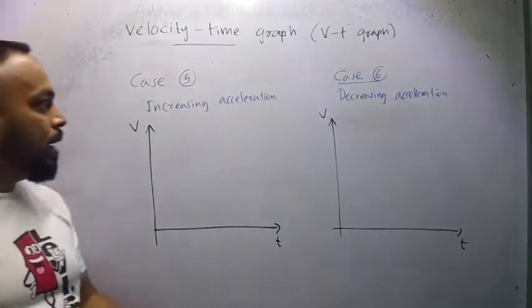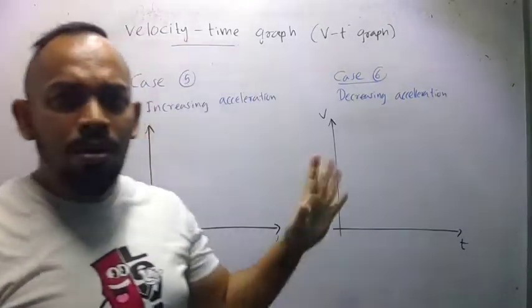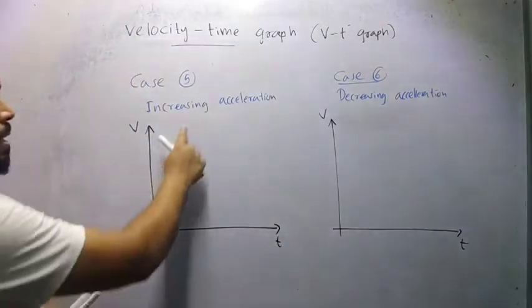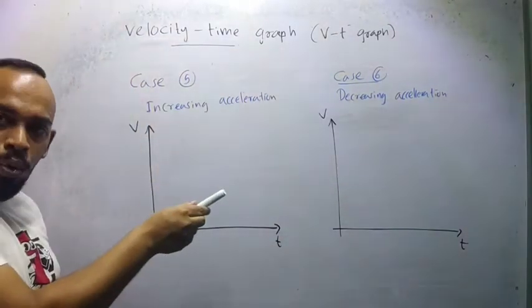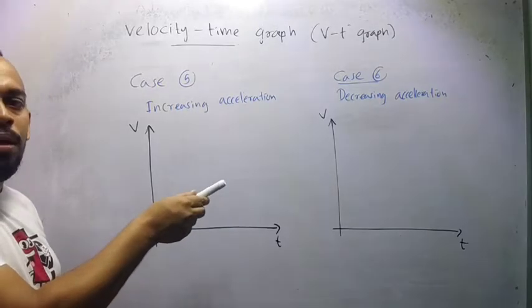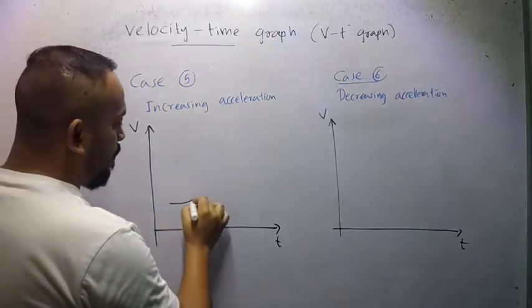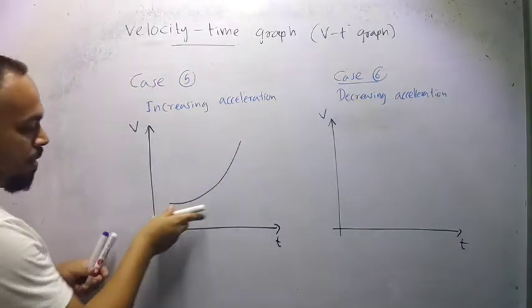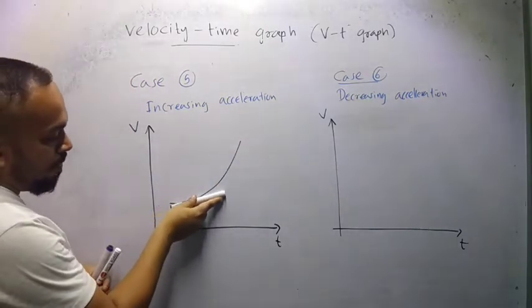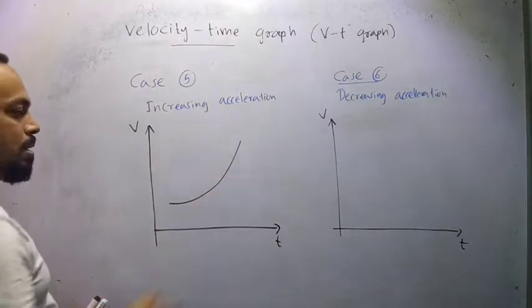Now let's do case 5 and case 6. These will not come up in the exam, so I'm not going to do examples for them. Increasing acceleration: acceleration is the slope of the curve. Increasing acceleration means the slope has to increase. That means it's a graph like this. Notice the slope here; as it moves, the slope increases. This is increasing acceleration.